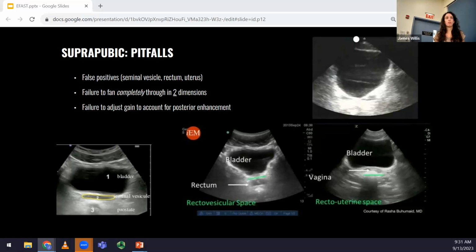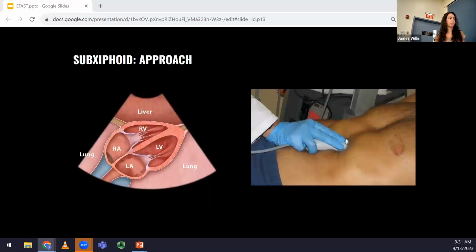If a patient has a very large bladder, that's going to be a very significant acoustic window, as you see in that top right image. If you don't adjust your gain, you might just be drowning out visualization of free fluid posterior to the bladder.